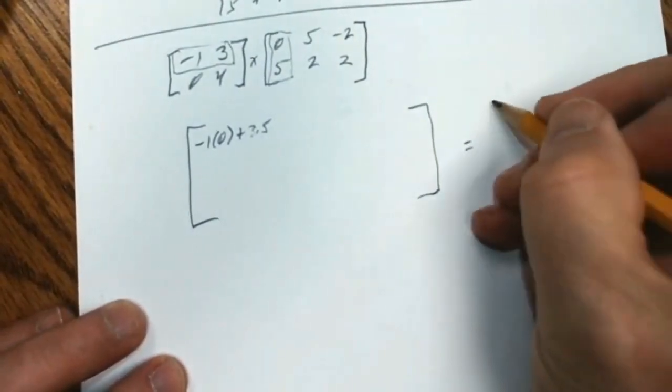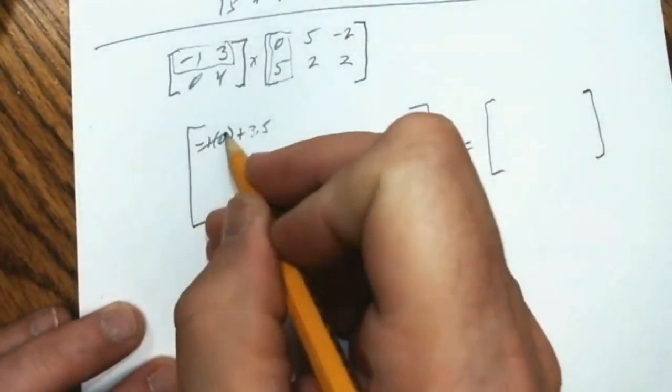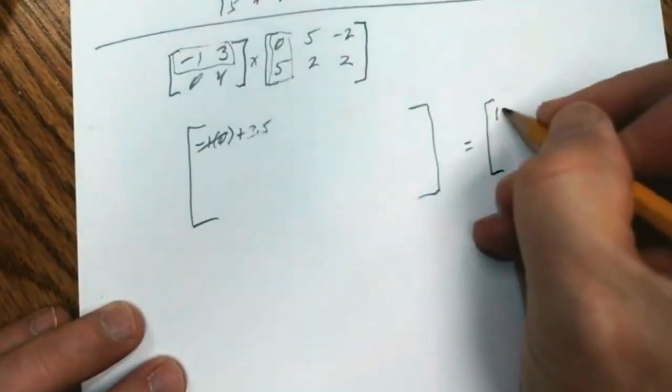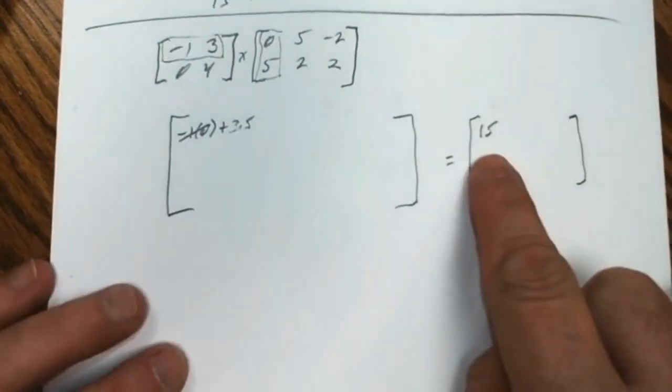So if I want to do this as we go, -1 times 0 is 0. 3 times 5 is 15. So the first entry for our answer is 15.